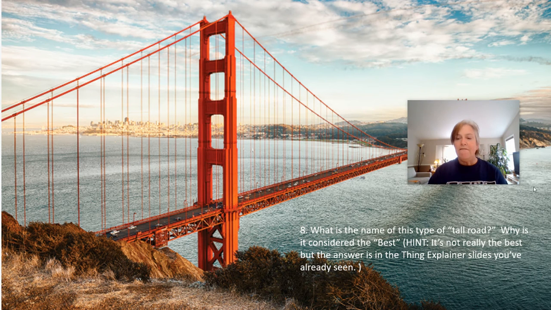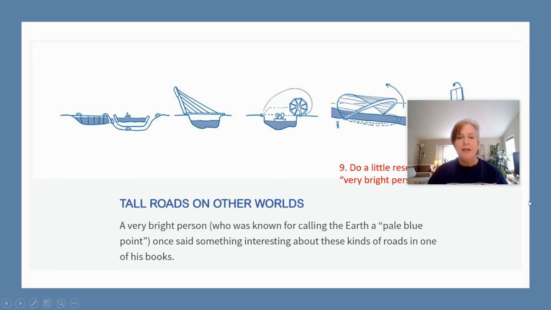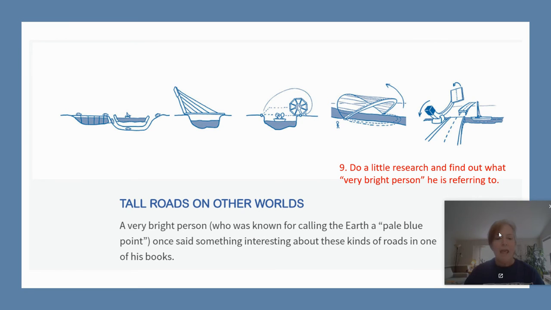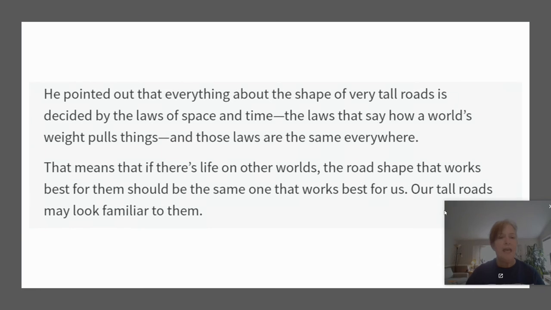And here's a real life picture of that kind of tall road. Tall roads on other worlds. A very bright person who is known for calling the Earth a pale blue point once said something interesting about these kinds of roads in one of his books. He pointed out that everything about the shape of very tall roads is decided by the laws of space and time, the laws that say how a world's weight pulls things, and those laws are the same everywhere.